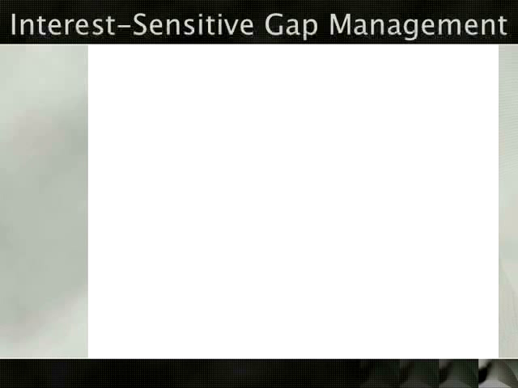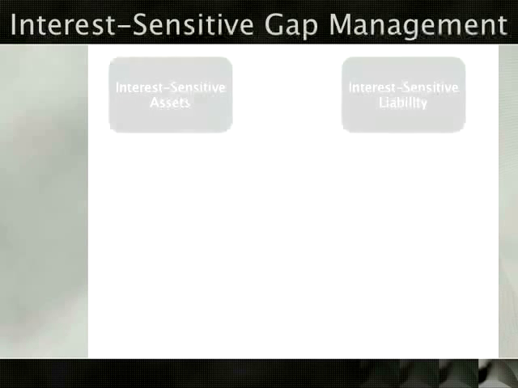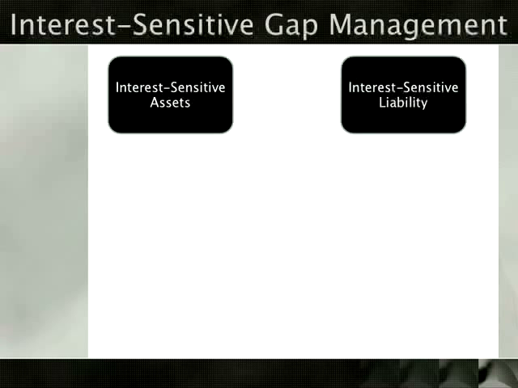To deal with interest rate risks, banks use interest sensitive gap management. Interest sensitive gap management look at the relationship between interest sensitive assets and interest sensitive liability. Interest sensitive assets are loans that can be repriced when interest rate change, such as loans that are about to mature or short-term loans. Similarly, interest-sensitive liabilities are short-term debts or CDs. The difference between interest-sensitive assets and interest-sensitive liabilities is called interest-sensitive gap.